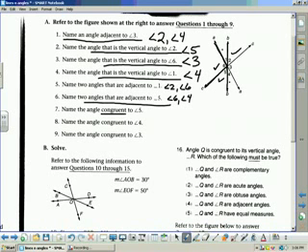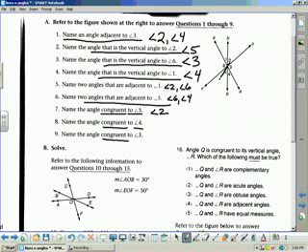For 7, 8, and 9, we're looking for angles that are congruent. Remember what kind of angles are congruent. Angles that are vertical are congruent. What angle is congruent to angle 5? Well, look at the diagram. What angle is vertical from angle 5? Angle 2. Therefore, angle 2 and angle 5 are congruent.